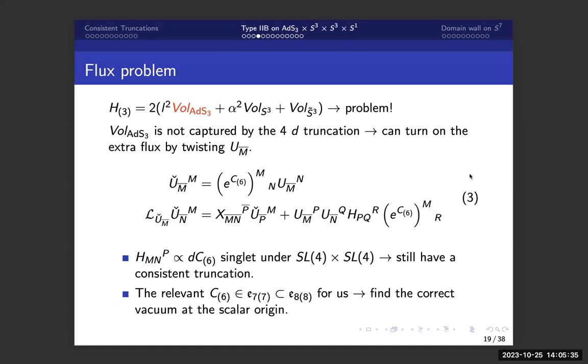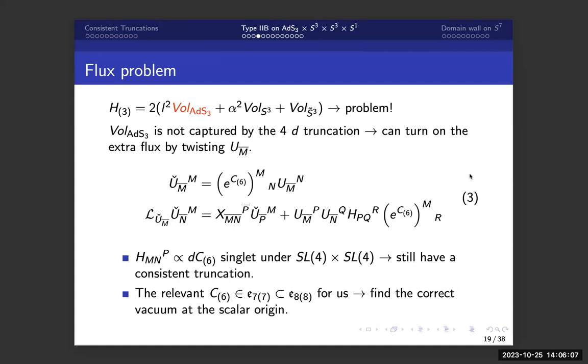And so this is not captured by the 4D truncation on S3 times S3. This has to be turned on by hand. And in ExFT, there's actually a very nice method to include this flux, which is to twist the frame of the previous consistent truncation that comes from the chain of embeddings. So remember earlier I said that here we have to turn on a 6-form on the compactification.